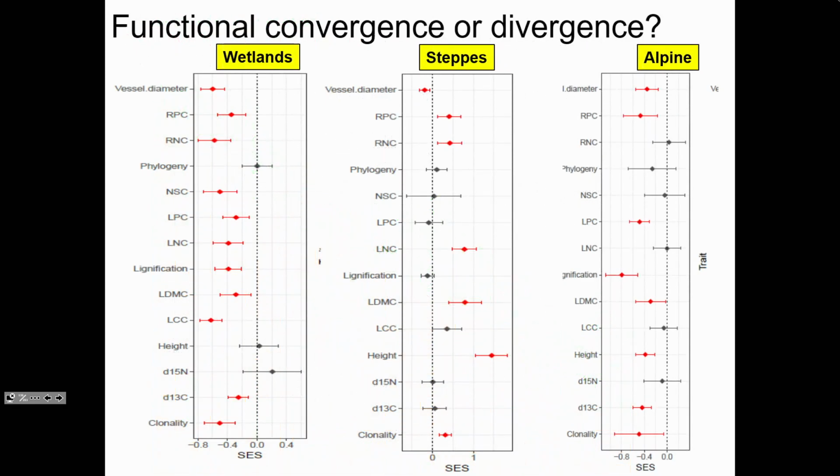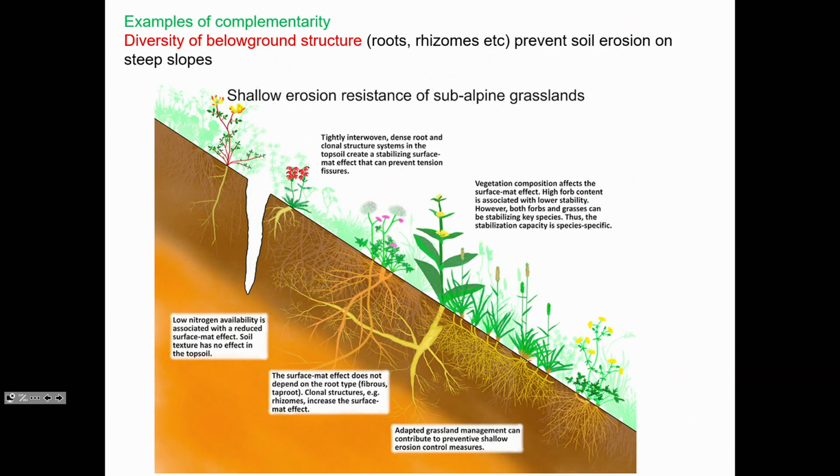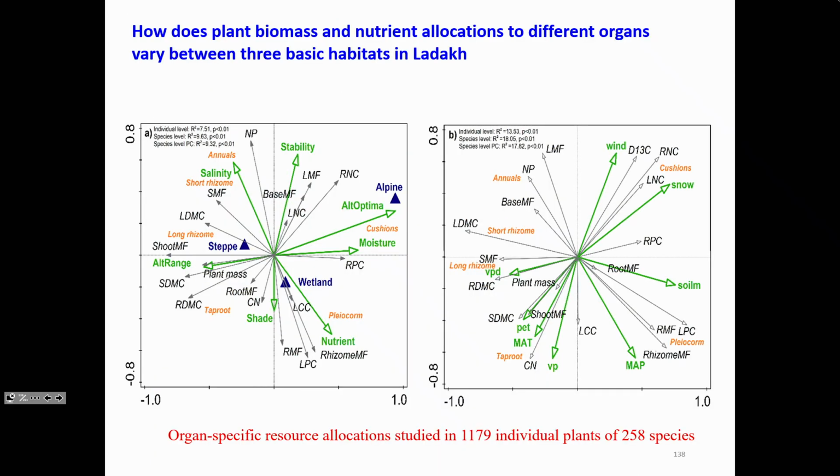So, and these trait convergences that we see above ground may not necessarily be seen below ground. Yes, so this below ground space can be less hostile than above ground space. And for species to coexist, they may have different root systems, different rhizome systems. They may acquire resources from different soil depths, etc.